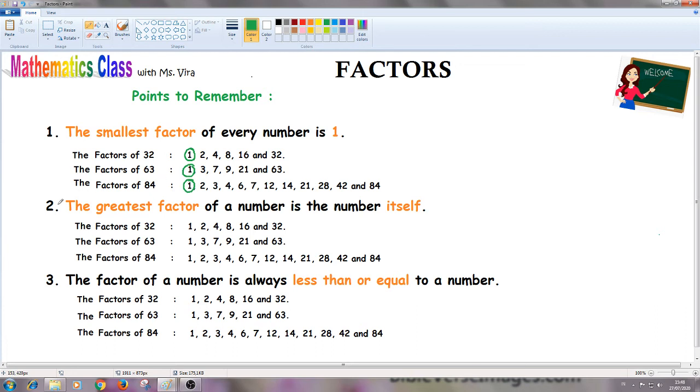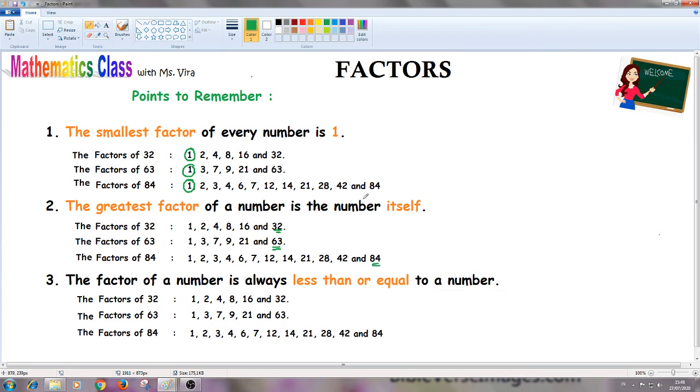Point number 2, the greatest factor of a number is the number itself. Again, I wrote examples over here. The factors of 32, 1, 2, 4, 8, 16, and 32. The greatest factor of 32 is 32. And then the greatest factor of 63 is 63. The greatest factor of 84 is 84.